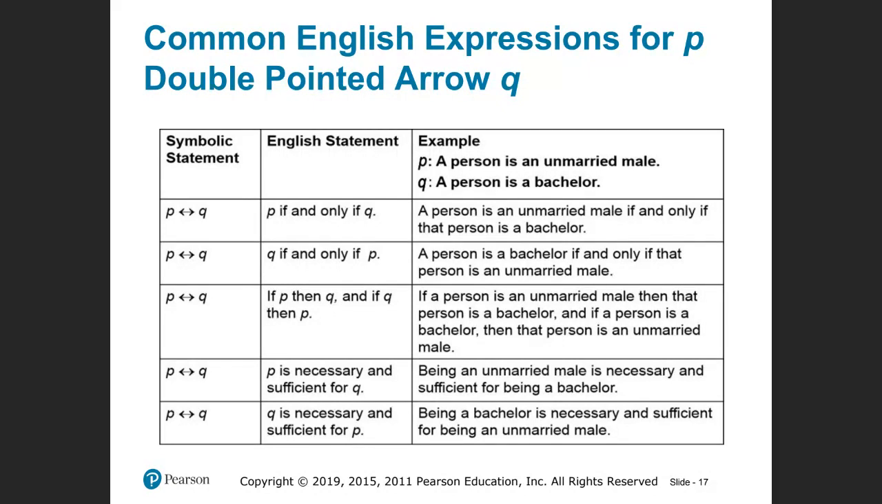And then we get a little more complicated. If P, then Q, and if Q, then P. If a person is an unmarried male, then that person is a bachelor. And if a person is a bachelor, then that person is an unmarried male. They combined the first line and the second line. Next, P is necessary and sufficient for Q. Being an unmarried male is necessary and sufficient for being a bachelor. And finally, Q is necessary and sufficient for P. Being a bachelor is necessary and sufficient for being an unmarried male.